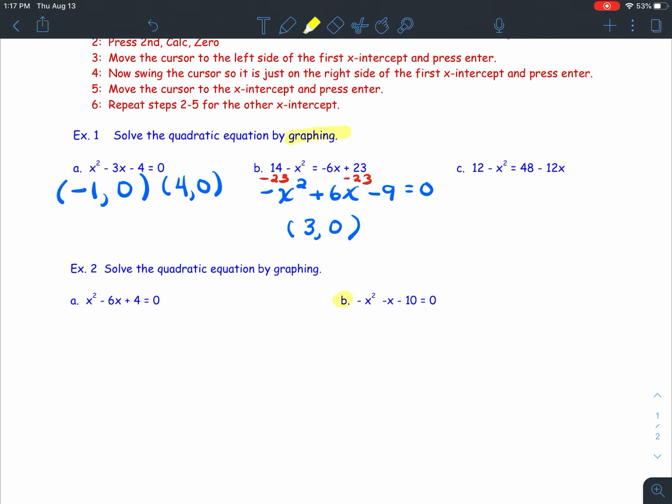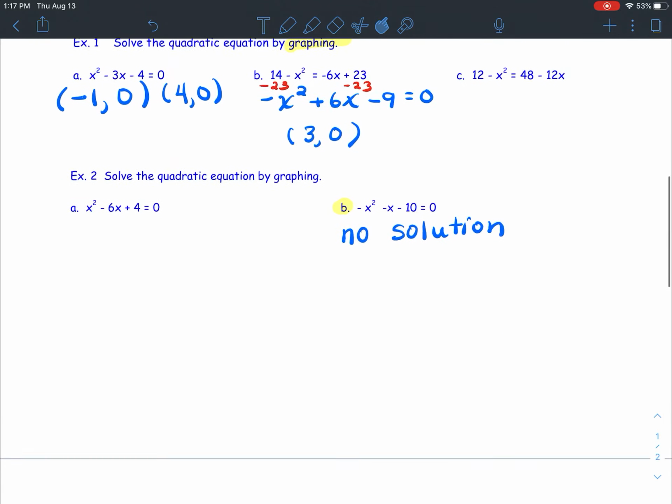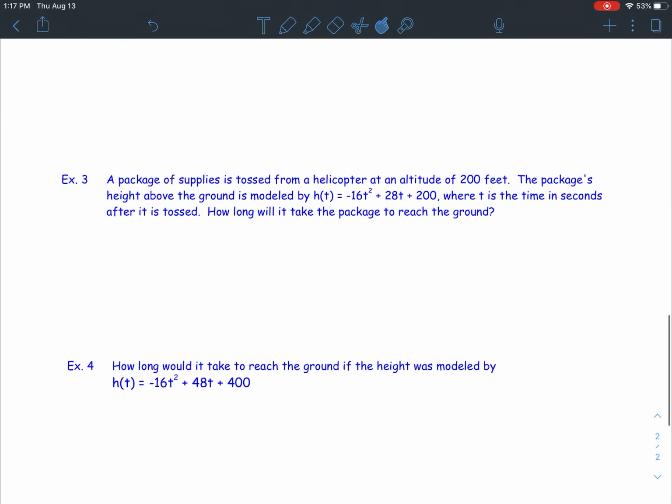Okay, but what I'm after, remember, is I want to know what the x-intercepts of this parabola are. Well, this parabola is opening down, and it's not going to cross the x-axis at all. So anytime your parabola does not have any x-intercepts, that means this particular quadratic equation does not have any solutions. So you're just going to write down no solution.